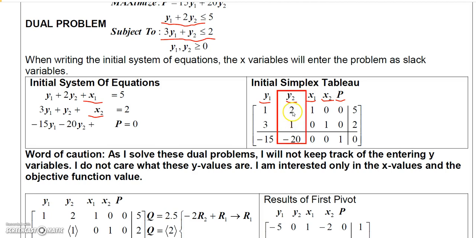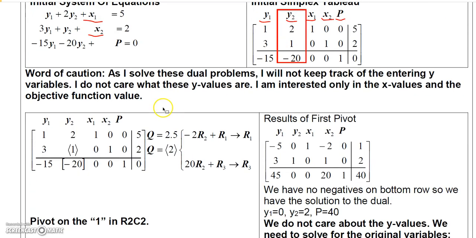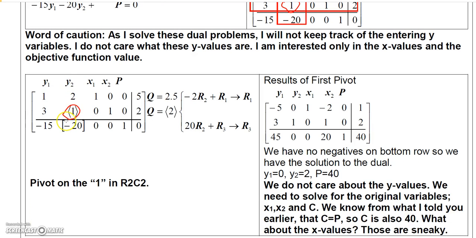And then if you divide this number into 5, you get 2.5. And if you divide this number into 2, you get 2. So actually, I've got that down here. But the pivot row would be this row right here, because 2 is smaller than 2.5. So I'm going to pivot on this element here. So let's go ahead and drop down here and do that. So here's my pivot element.